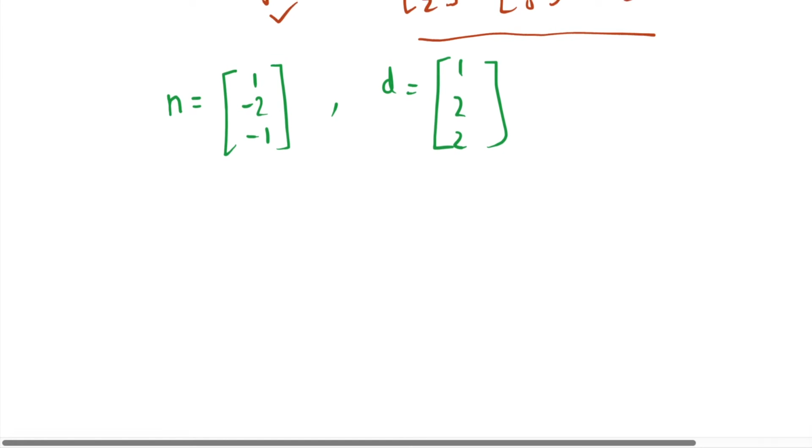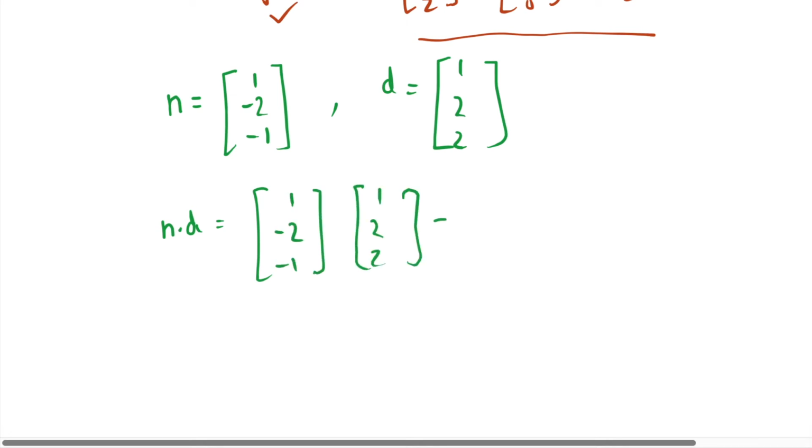So let's try to find out the dot product of N and D, and it will be equal to 1 minus 4 minus 2, right? So this will be -5, and this is not equal to 0. It means that N and D are not perpendicular to each other. It definitely means that our line will intersect the plane at some point. All right, so that was the first thing that we established here.